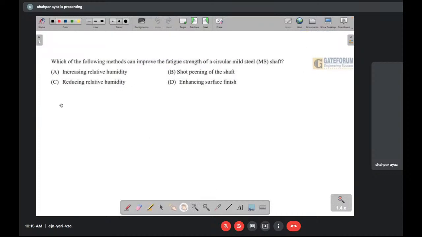This problem was asked for 1 mark. Which of the following methods can improve the fatigue strength of a circular mild steel shaft? If you have to increase the fatigue strength of mild steel, what can you do? By which methods can we actually increase the fatigue strength? Anyone, can you answer that, please? It is an MSQ, multiple select question. First you answer, then I'll let you know the exact solution. It's a theoretical problem.